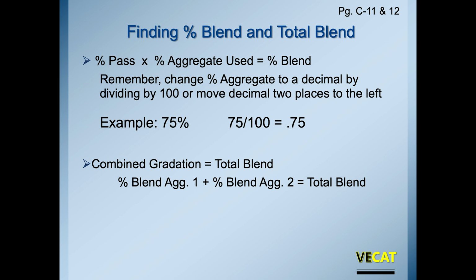One thing I want you to keep in mind as we go through this process, because we'll do this multiple times throughout this presentation, is that when finding the percent blend and the total blend, we have to remember that this has to be converted into a decimal. So we're converting our percentage of aggregate to a decimal by dividing by 100. If we have 75%, as an example, of a specific aggregate type, we take 75 divided by 100 to create a multiplier decimal, which is 0.75. And then ultimately we'll take that combined gradation and get a total blend, which is the percent of the first aggregate plus the percent of the second aggregate.